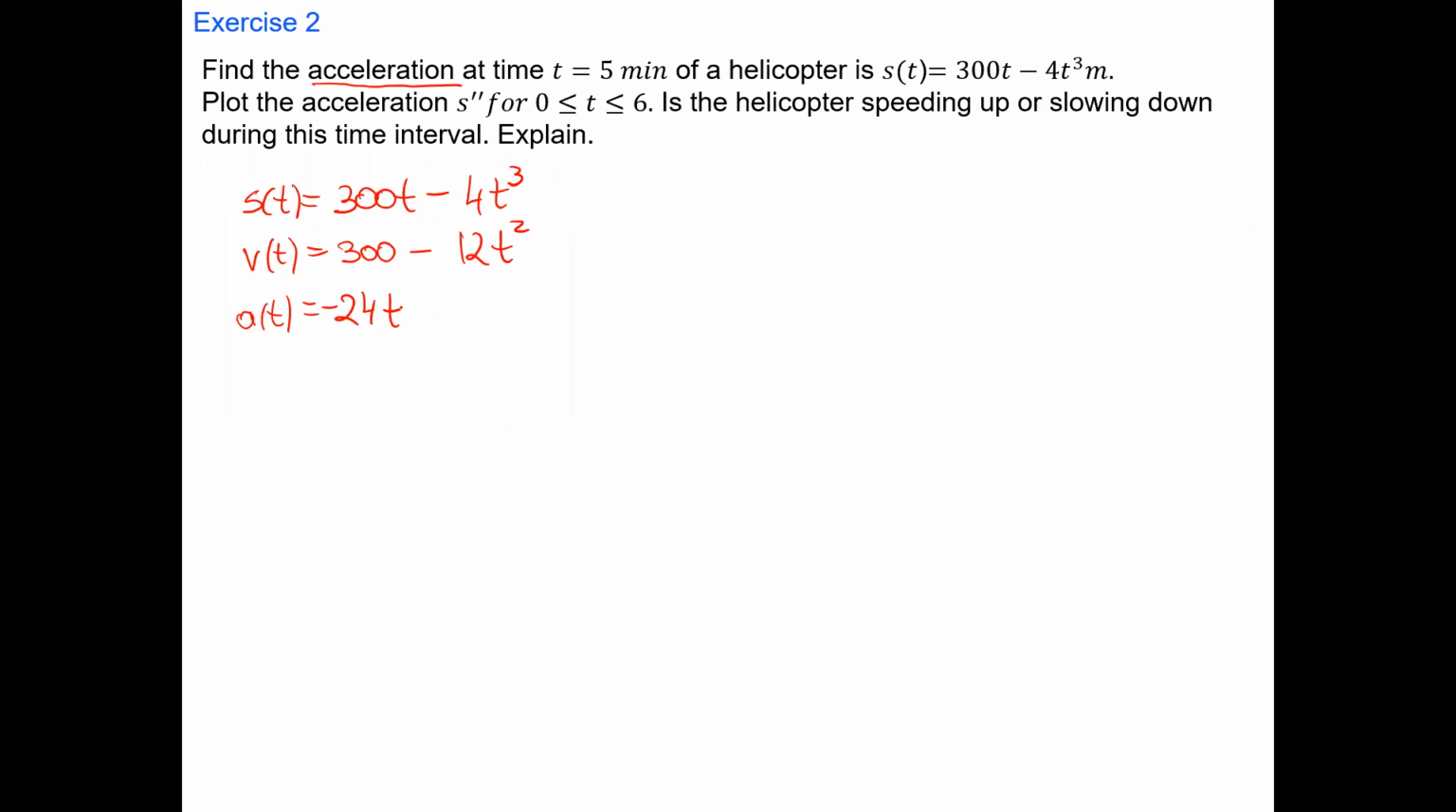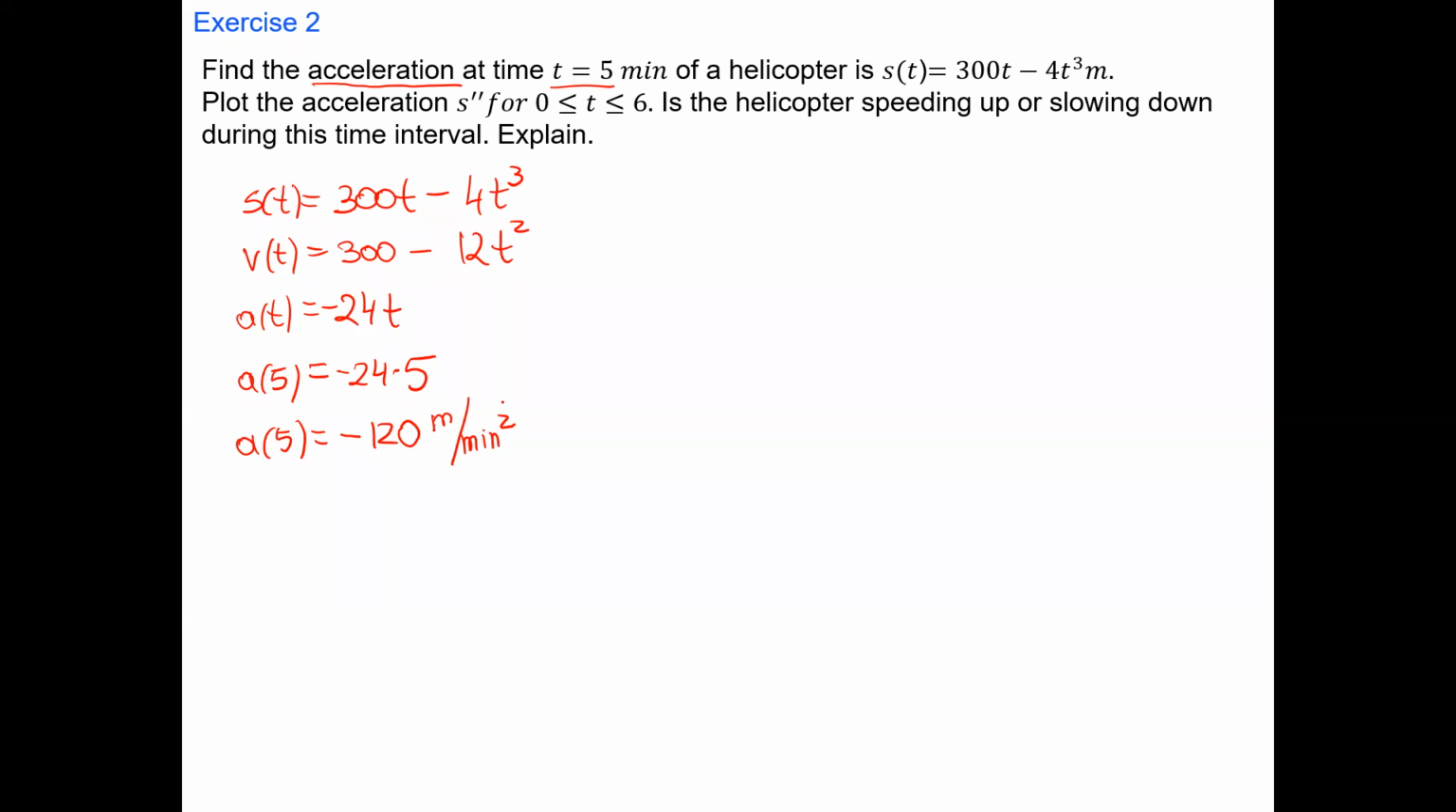Okay, and actually acceleration at 5. We can substitute 5 because we have to find negative 24 times 5. This will be negative 120 meters per minute squared, because it's distance over the time and over the time again. Okay, acceleration is negative at 5.